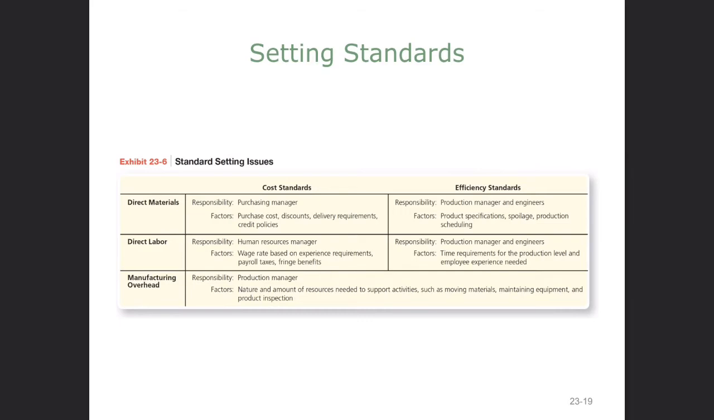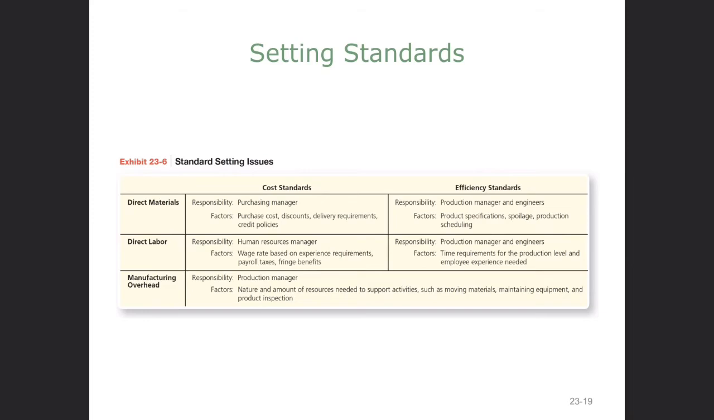When we move over to efficiency standards, for direct materials, efficiency standards are the responsibility of the production manager and engineers. Some factors that they look at are product specifications, spoilage, and production scheduling. For direct labor efficiency standards, the production manager and engineers are responsible for that. Some factors that are looked at are if there are any time requirements for the production level and employee experience needed.